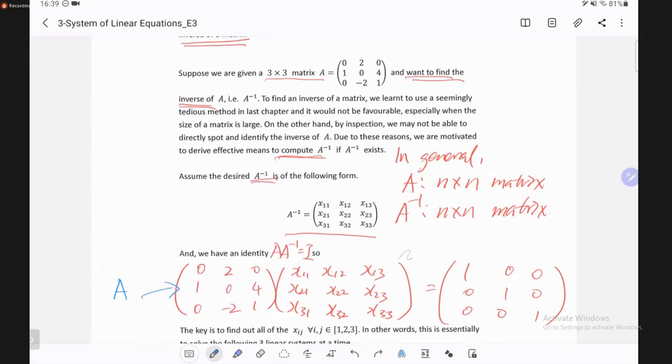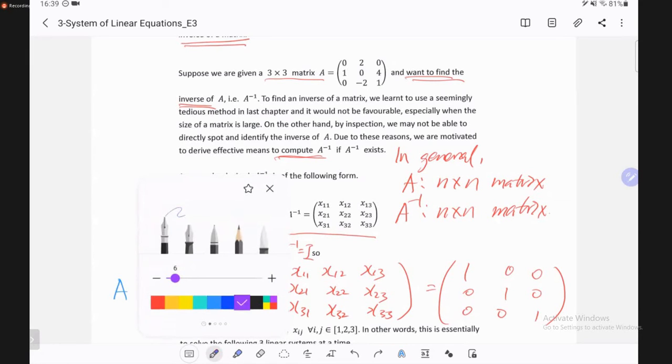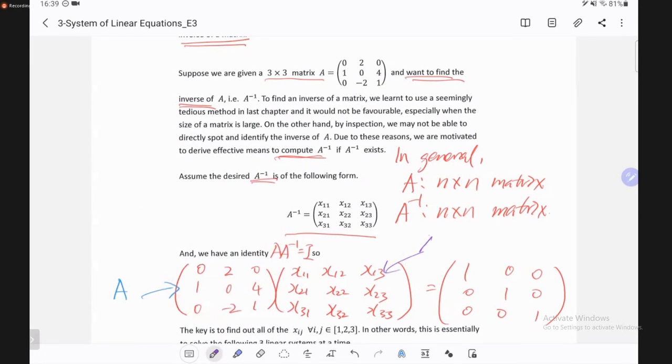Maybe this one. This is not good. Okay, this one. So this guy is A inverse, a similar extent from the identity only. And not to mention, the last guy is the identity matrix I, a 3 by 3 matrix.